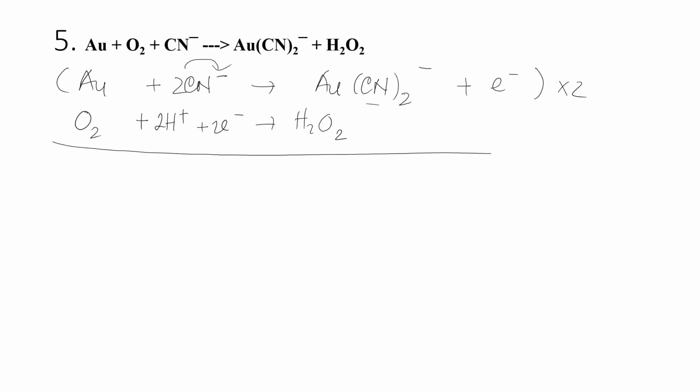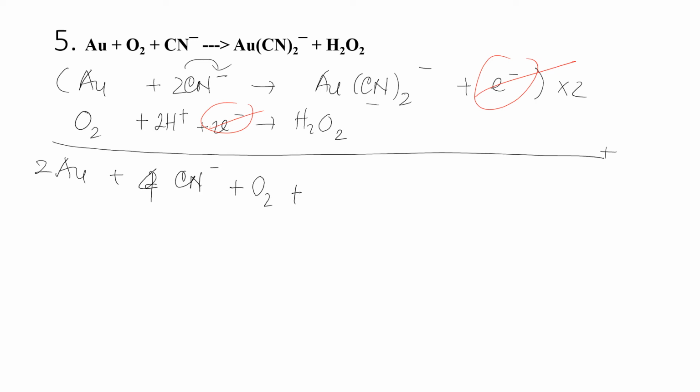And we add. Then we cancel out the number of electron 2 and 2. And we rewrite 2 Au plus 2 times 2, 4, 4Cn minus plus O2 plus 2H plus to form 2AuCN2 minus plus H2O2. After that, here we have 2H plus.